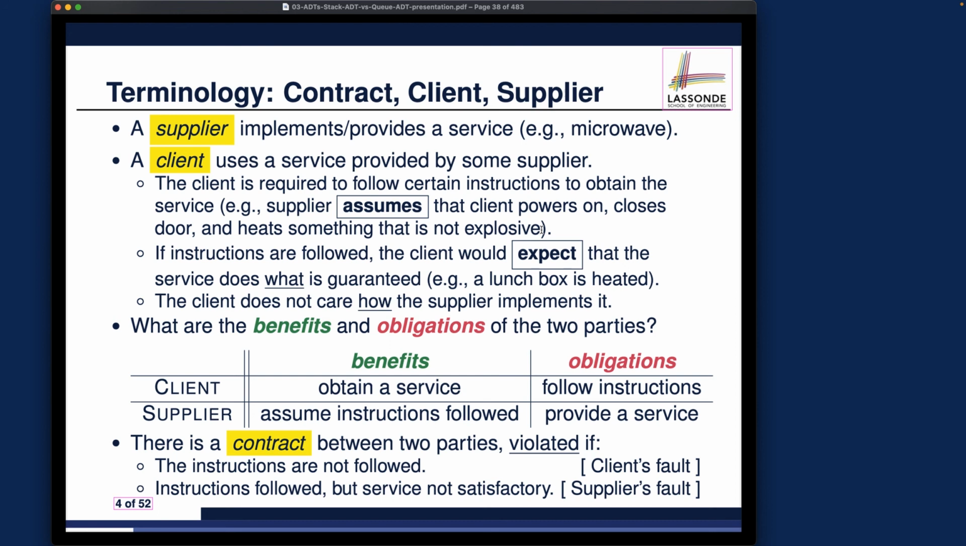Right. So this slide here really summarizes three important notions: clients, supplier, and also the contractual relation between client and supplier, using the microwave example, right? And so what we want to do now is adapt this notion about client, supplier, and contracts into the context of object-oriented programming. Let's now do that.